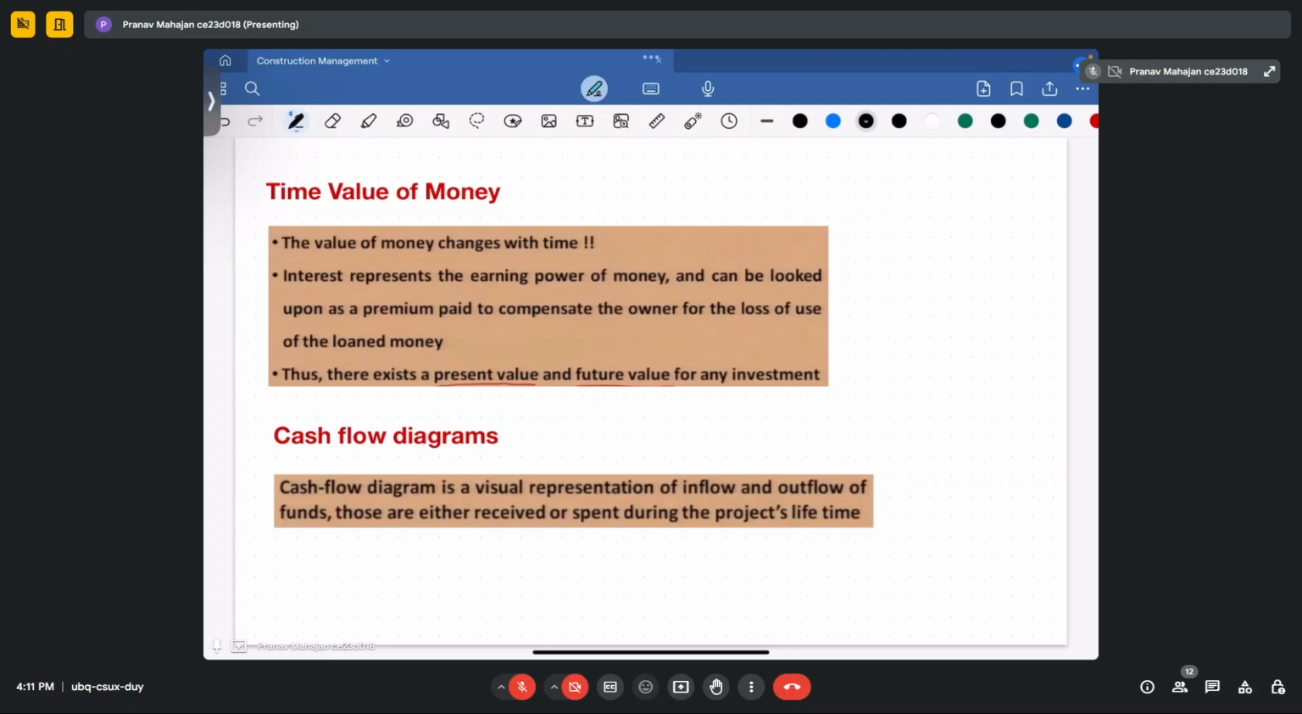If you have to compensate for that, a certain amount of interest should be paid. That interest is called a premium. That will cover the loss incurred by the contractor during the construction period. Thus there exists a present value as well as a future value of the investment.